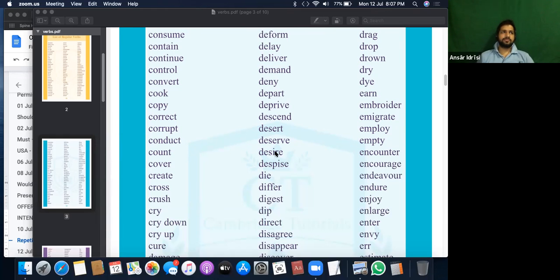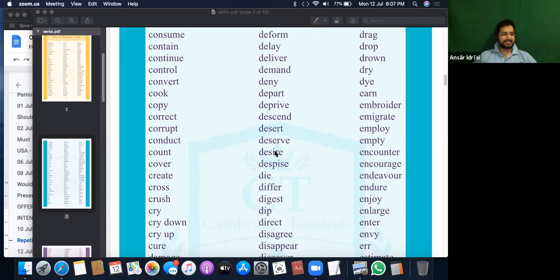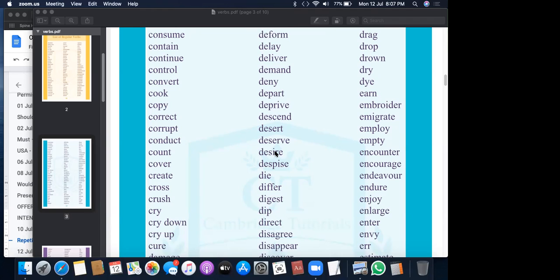Next. You used to convert. Did you used to convert? You didn't used to convert. You used to enter. Did you used to enter? You didn't used to enter. Yes. You used to count. Did you used to count? You didn't used to count. Count. Next. You used to call. Did you used to call? You didn't used to call.